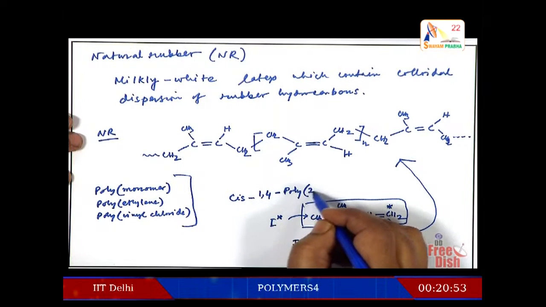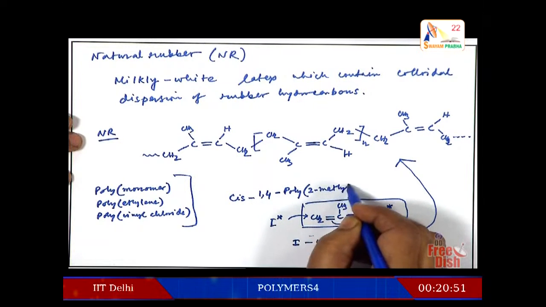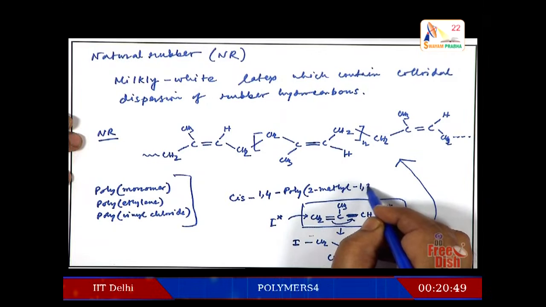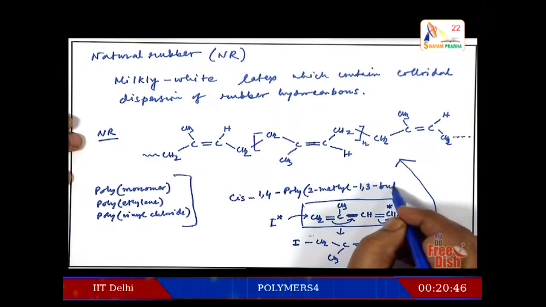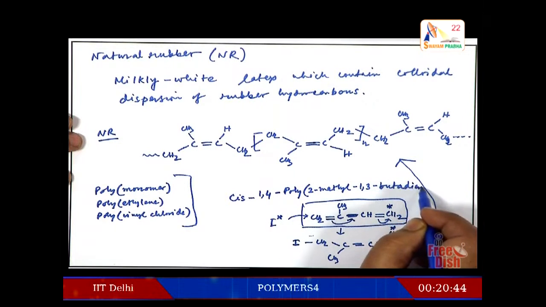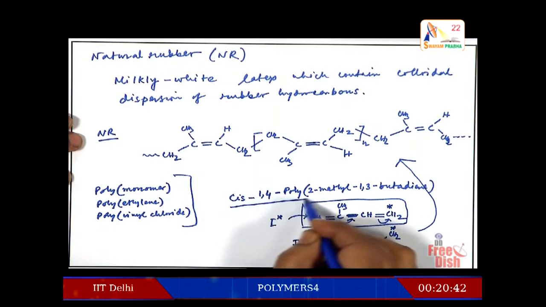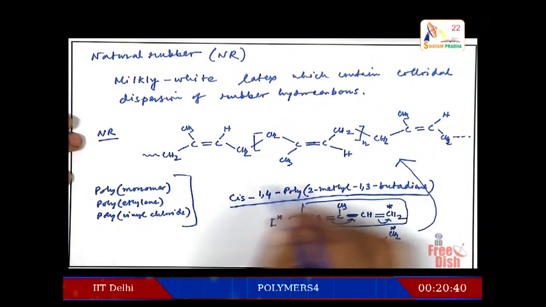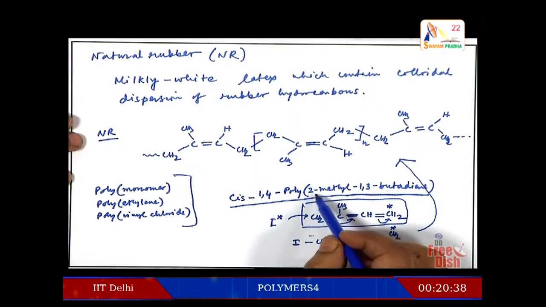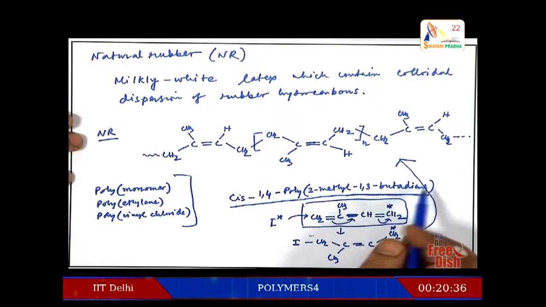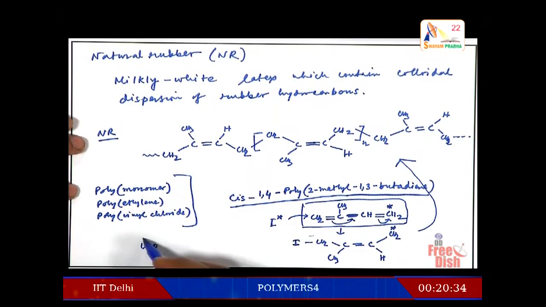poly 2-methyl 1,3-butadiene. So, this is the name of this natural polymer, and this 2-methyl 1,3-butadiene is also commonly written as isoprene.